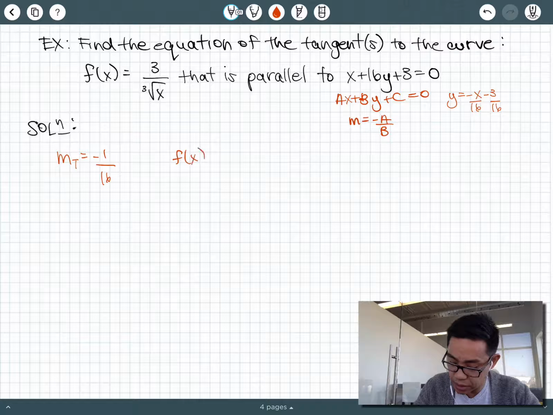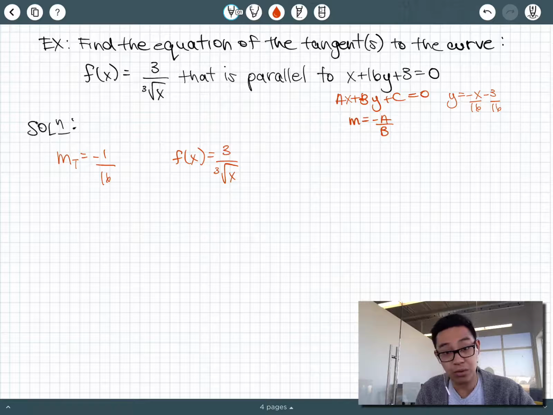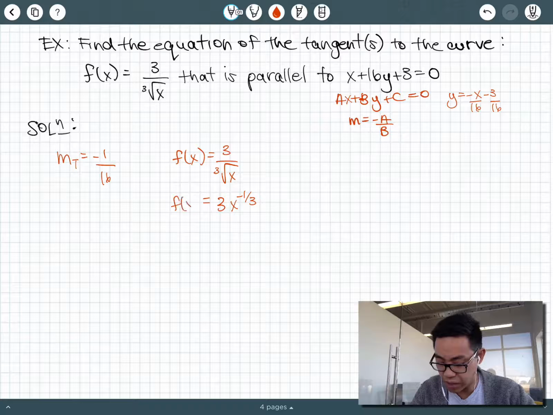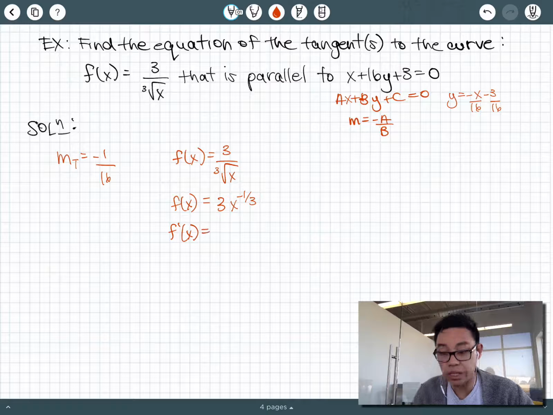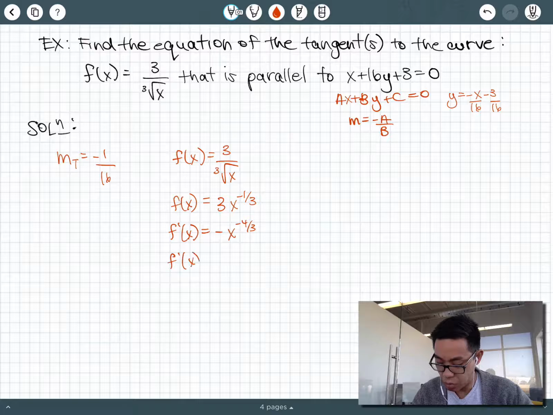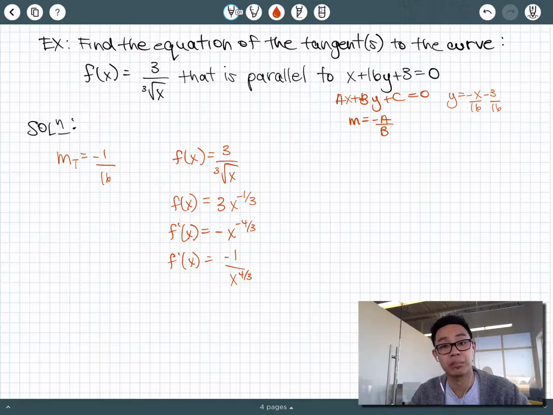So f at x is equal to 3 over the cube root of x. Then, to take the derivative of this, I should obviously change it into rational exponent form and move it to the top to get 3x to the negative 1/3. I haven't taken the derivative yet, so I won't write f prime. F prime, now I can take the derivative. I can multiply the exponent by the coefficient up front to get negative 1, and then I subtract 1 off the exponent to get negative 4/3. So now I get f prime is equal to negative 1 over x to the 4 over 3, because when I move it to the bottom, it's going to become positive.